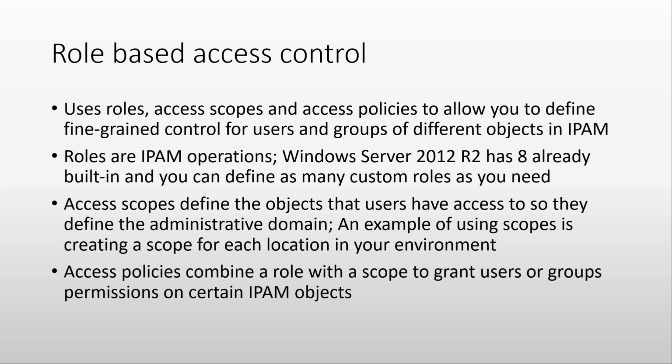And the marriage, let's say, between roles and scopes is done through policies. When you create a policy, you specify a user or a group, and then you specify a role and a scope. And this way, you now created your RBAC solution, because you have a user that has this access only on this object. So this was a quick look at what IPAM is and how it works.